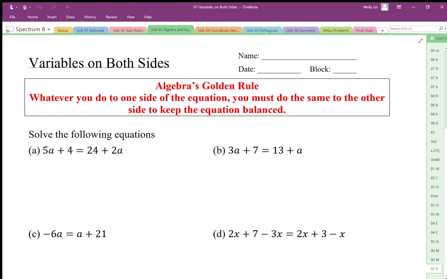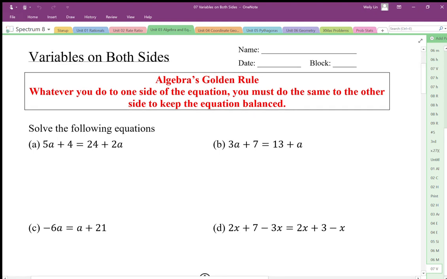So for these problems, we are really just doing the same thing as we did before. We're going to use this golden rule that whatever you do to one side of the equation, we have to do the same to the other. The real big rule is we need to keep it balanced. So these ones are just a little bit more involved and they have variables on both sides.